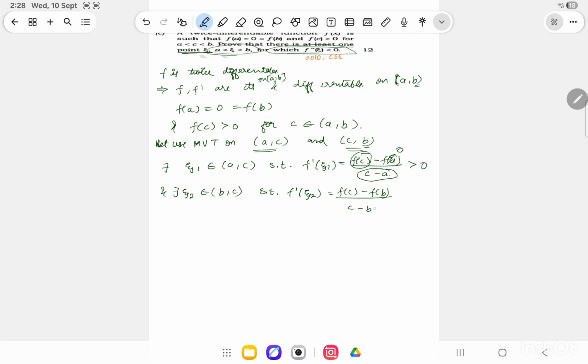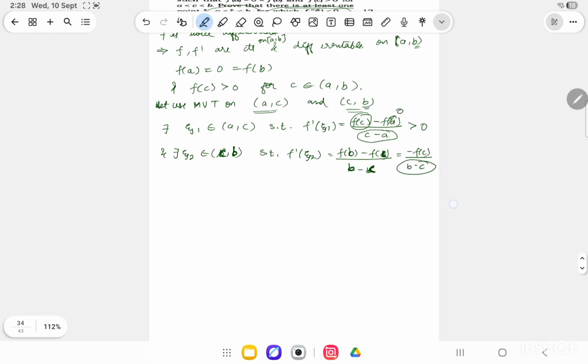Likewise here, it will be c to b because my c is less than b, so here it will be f(b) minus f(c) over b minus c. My f(b) is 0, so it is minus f(c) divided by b minus c. b minus c is a positive term, and since f(c) is greater than 0, minus f(c) will be less than 0. So from here I got my f'(ξ2), that is minus f(c) divided by b minus c, is less than 0.